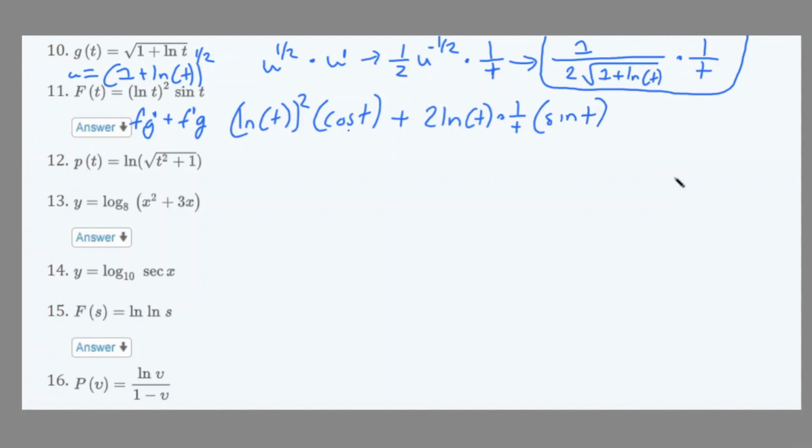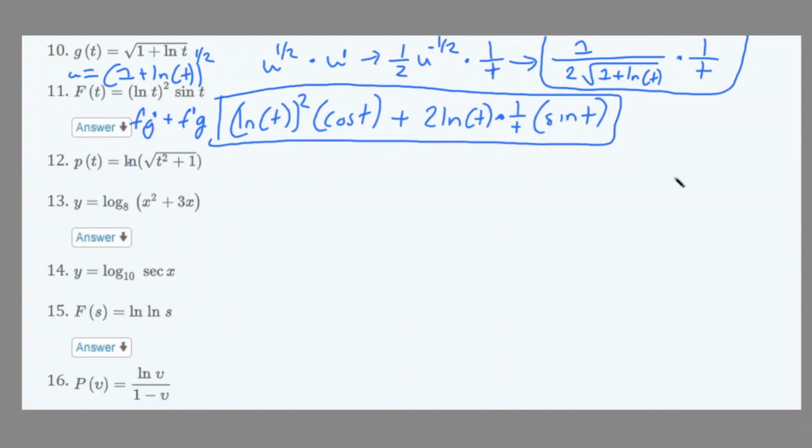And you could realistically leave your derivative just like this, as we can't exactly simplify anything. So, we have all this, and then we have all this by the product rule. So, essentially, this would just be your derivative for number 11.